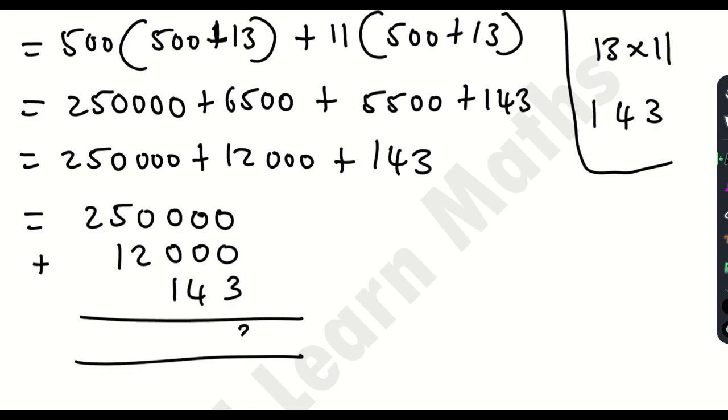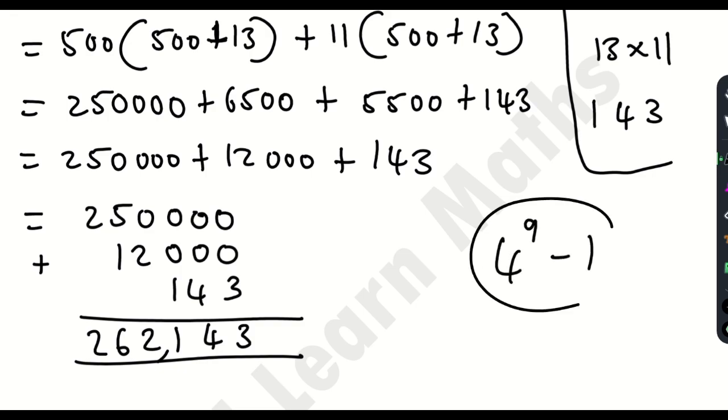This right here is 3. 0 plus 0 plus 4 is 4. 0 plus 0 plus 1 is 1. 0 plus 2 is 2. 5 plus 1 is 6. And then we have 2. So what do we have? This is what? 1, 2, 3. 262,143 is the result we get when we work out 4^9 minus 1.